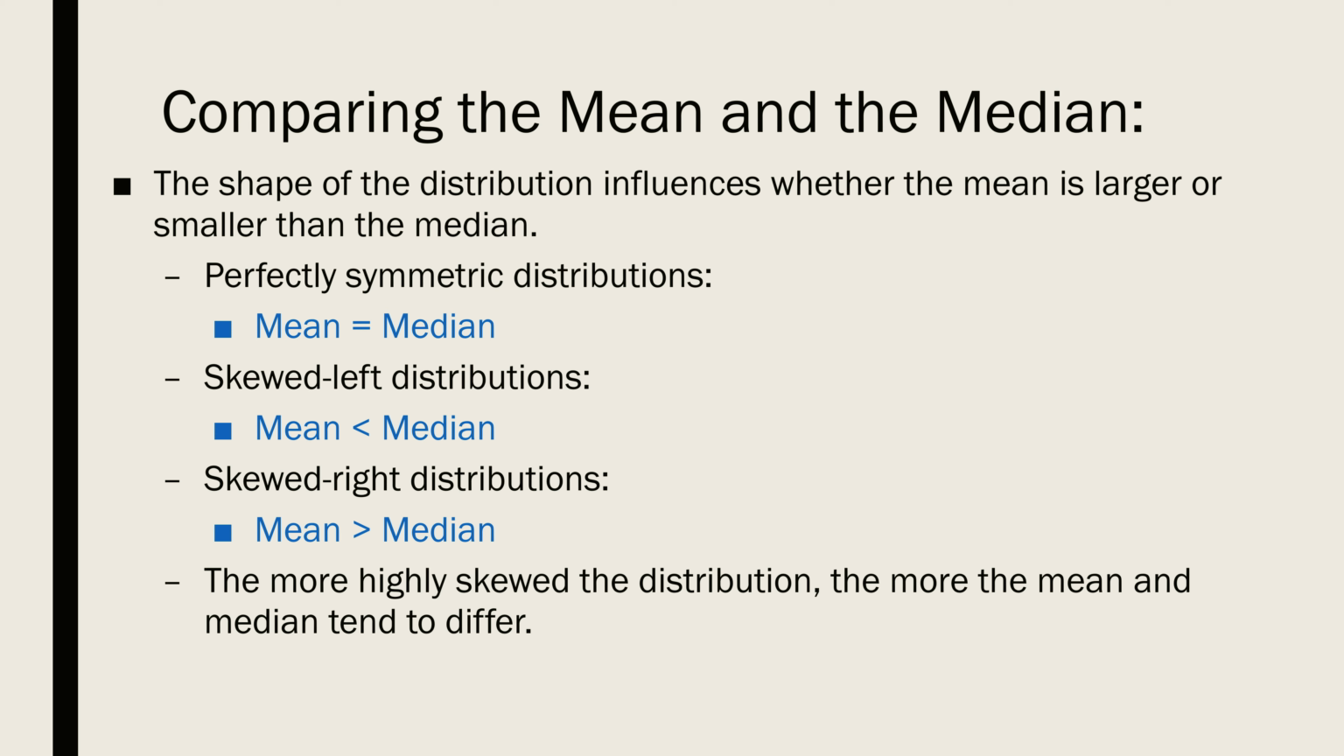Comparing the mean and the median. The shape of the distribution influences whether the mean is larger or smaller than the median. If the distribution is perfectly symmetric, then the median will equal the mean. If the distribution is skewed to the left, the mean will be smaller than the median. If the distribution is skewed to the right, the mean will be larger than the median. The more highly skewed the distribution is, the more the mean and the median tend to differ.